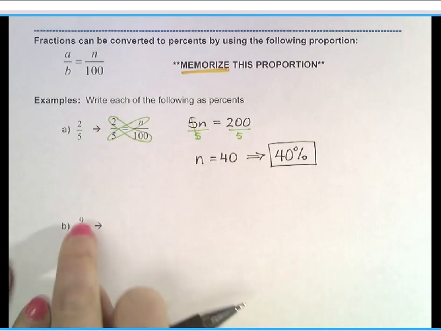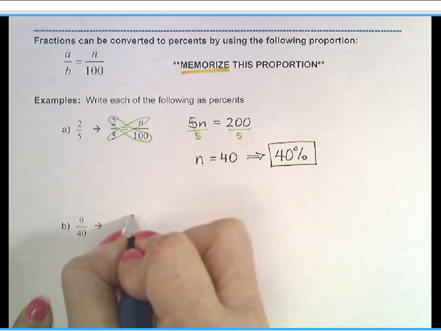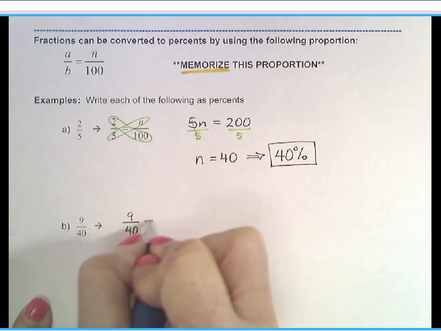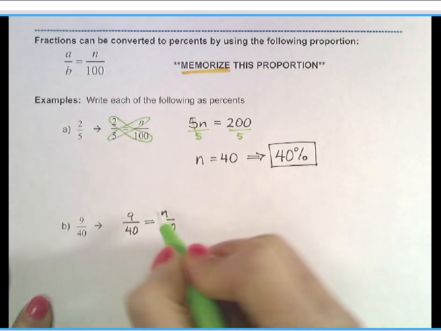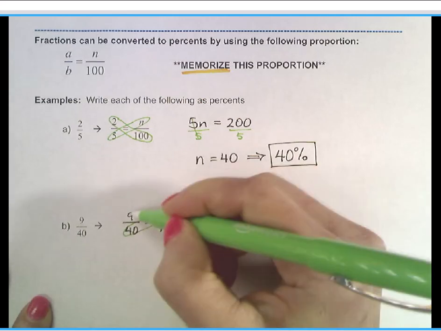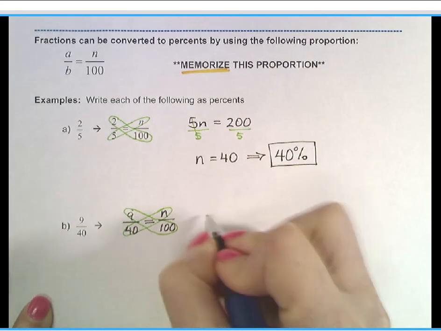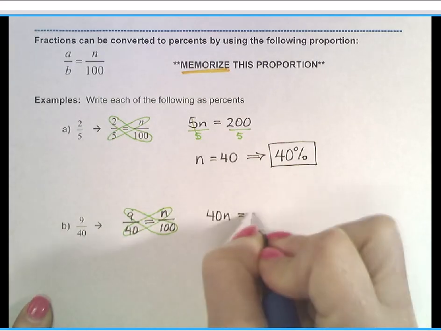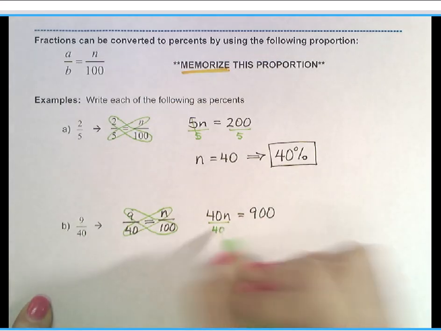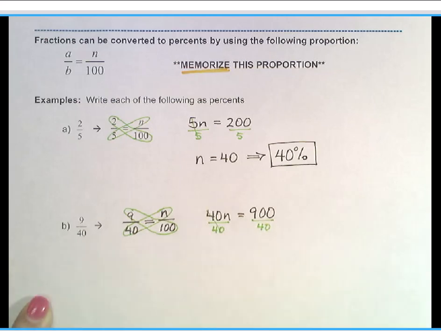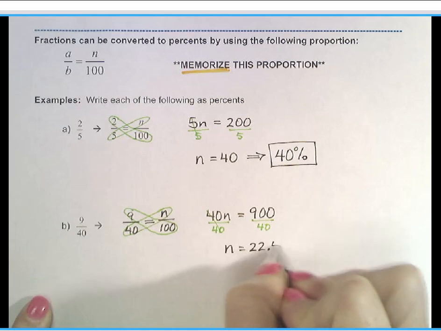So if I wanted to convert 9 over 40 into a percent, I would take 9 over 40 and I would set it equal to my percent definition. And then I'm going to take my diagonals. Do the one with the variable first. That's going to be 40n equals 900. And then I'm going to divide by 40. And when you take 900 and you divide by 40, you get 22.5.